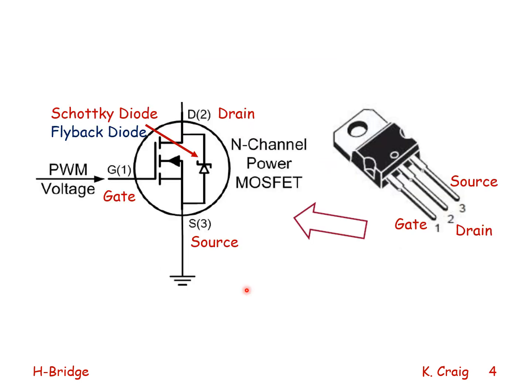Here is a blown up picture of the N-channel power MOSFET. The input to the gate is a PWM signal, pulse width modulation, which you learned about also in a previous module. We show the flyback diodes, the Schottky diode, and the 3 pins for the MOSFET: gate, drain, source. Please note that on the actual hardware, the pins are numbered 1, 2, 3 from left to right: gate, drain, source. On the schematic diagram, the pins are gate 1, drain 2, source 3. Please don't mix these up.